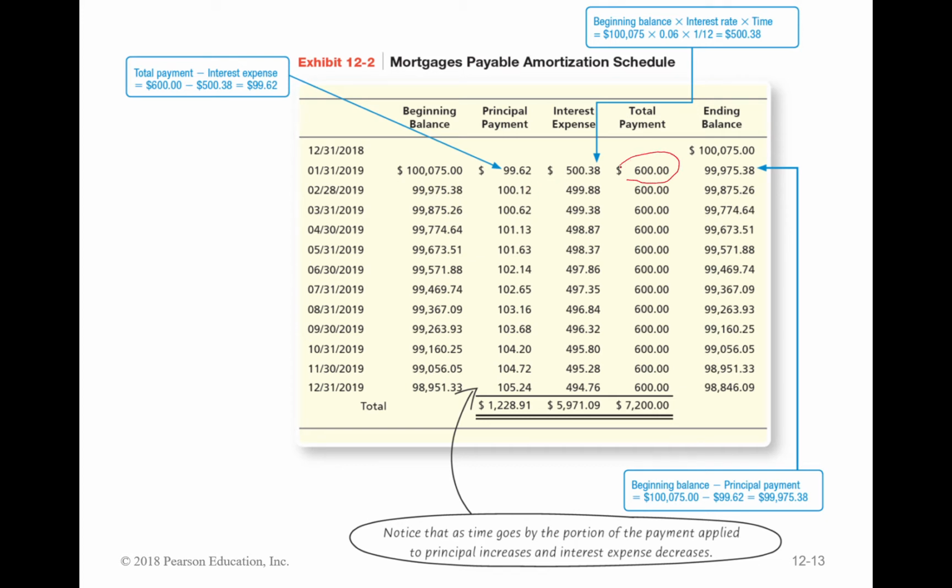We have our total payment here. And what we do is we calculate the interest on this beginning balance. We always go forward with the idea that interest is paid first. So of our $600, once we calculate the interest on this balance, we deduct that amount from the total payment, and that is how much is applied to principal. This amount of principal is deducted from the beginning balance to give us our ending balance, which in turn becomes the beginning balance for the next period.